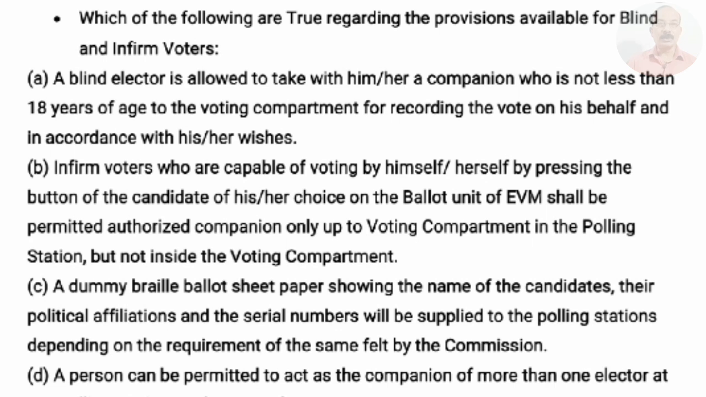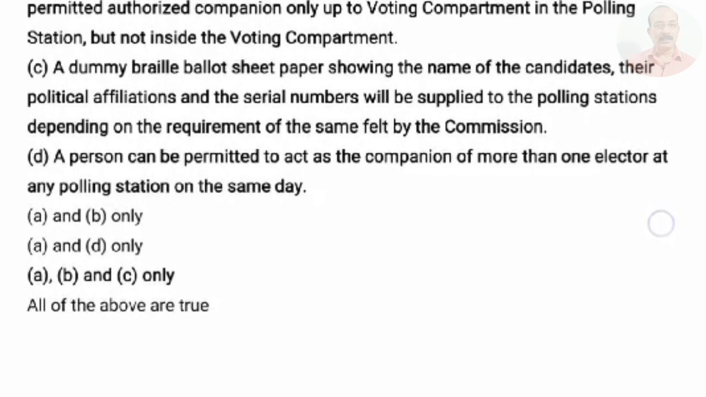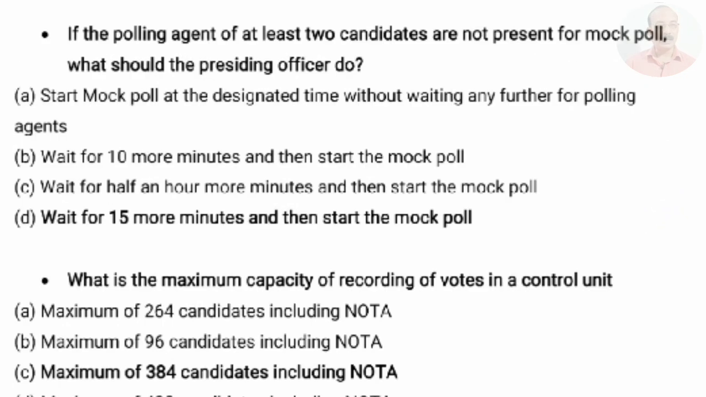Which of the following are true regarding the provision available to blind and infirm voters? A, B and C only. If the polling agents of at least 2 candidates are not present for the mock poll, what should the presiding officer do? Wait for 15 more minutes and then start the mock poll.